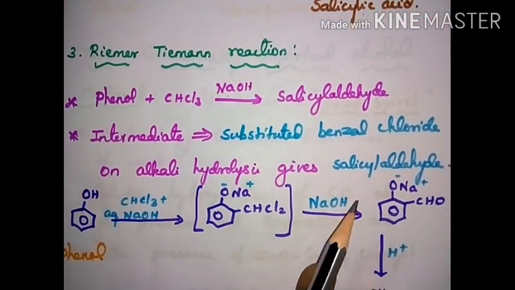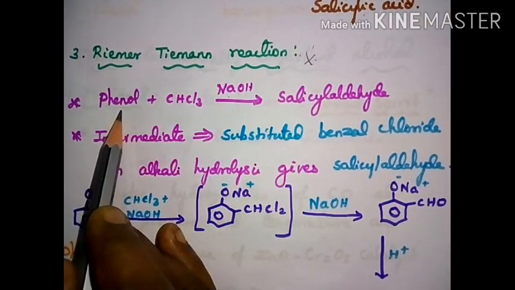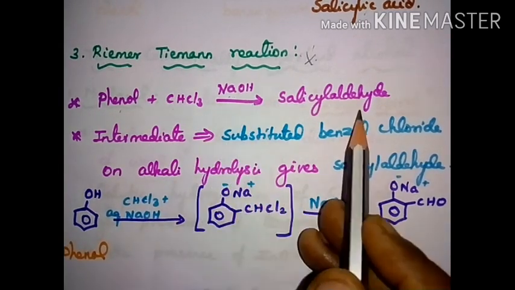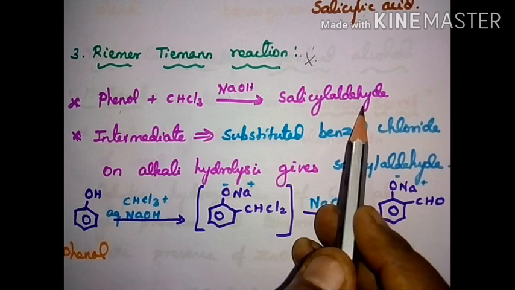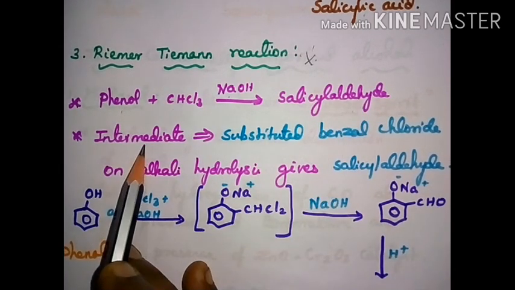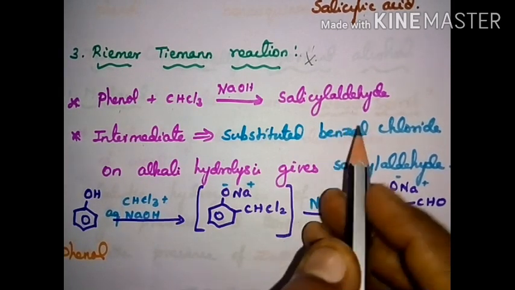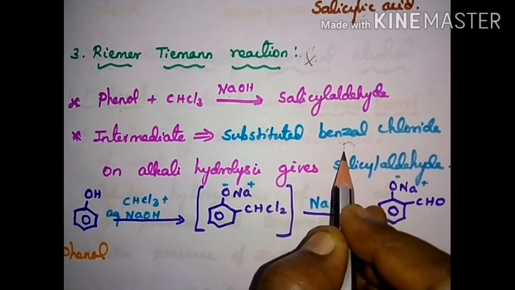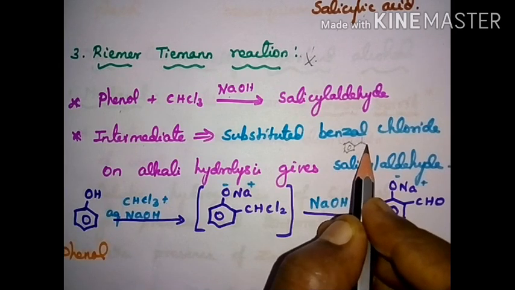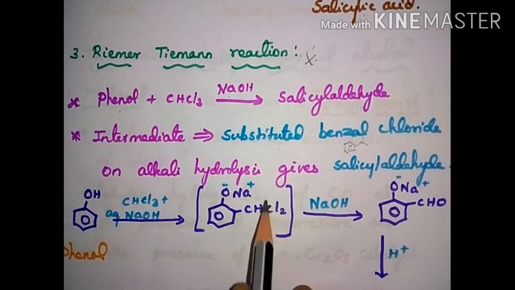And the next is also a name reaction, called the Reimer-Tiemann reaction. Here we are going to see the reaction of phenol with chloroform and NaOH. Here we are going to get the aldehyde. In Kolbe's reaction we get the acid, no? Here it is the aldehyde. First we get one intermediate called substituted benzal. What is benzal? C6H5 with CHCl2. This CHCl2 group is called benzal.